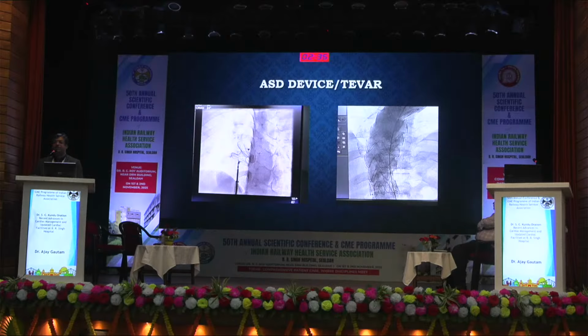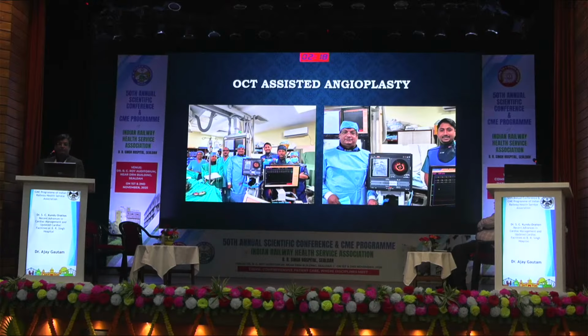He was a patient in his 50s from Jamalpur. He had a huge thoracic abdominal aortic aneurysm, and he was very symptomatic. So we did our first ever successfully. He is doing fantastic, and he has no complaints at present. Recently, in September 2025, we also installed our OCT machine, and we did our first OCT-assisted angioplasty successfully.